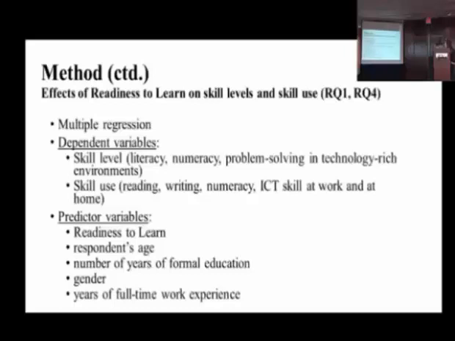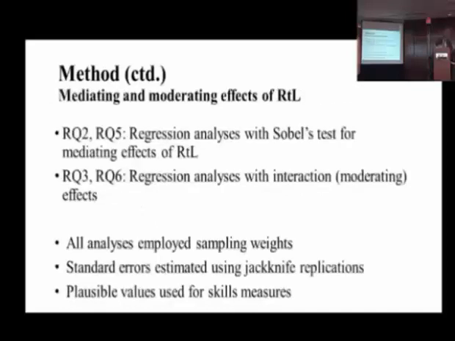So we conducted a series of regression analyses, multiple regression analyses. Again, the dependent variables skill level and skill use, and our predictor variables readiness to learn, and then the various demographic background variables. So Tom won the coin toss, so he gets to present our very interesting findings for you.